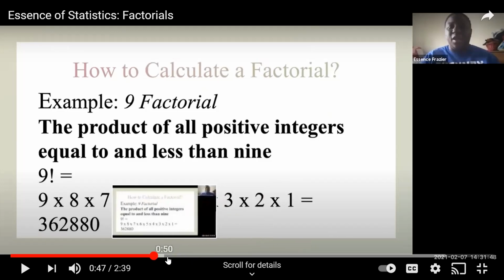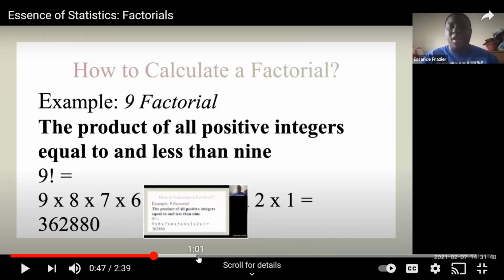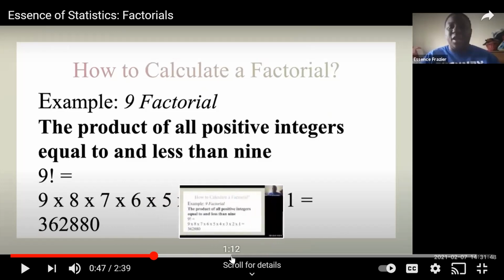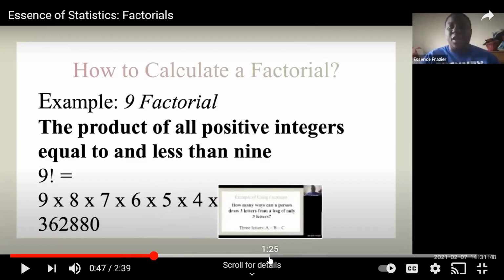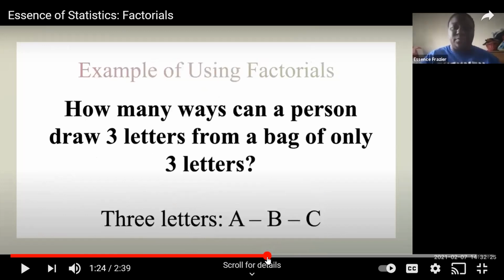I have one more question. I feel like it's a dumb question, but there ain't no such thing. If I were to do 1 times 2 times 3 times 4 times 5 times 6 times 7 times 8 times 9, would it give me the same answer? Yes, it would. Okay. All right. I thought it would. I was making sure.